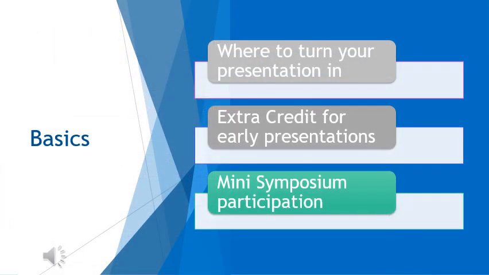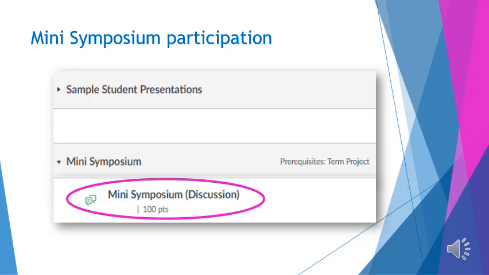Okay, so next I'll talk a little bit about the mini symposium. Once you have completed your term project and submitted it to me in the term project module, then go down to the mini symposium module to share it with your classmates too. I have separated it this way intentionally because I have a rubric set up to assess you on your term project performance, and I don't want that rubric being associated with the mini symposium discussion. I hope this makes sense.